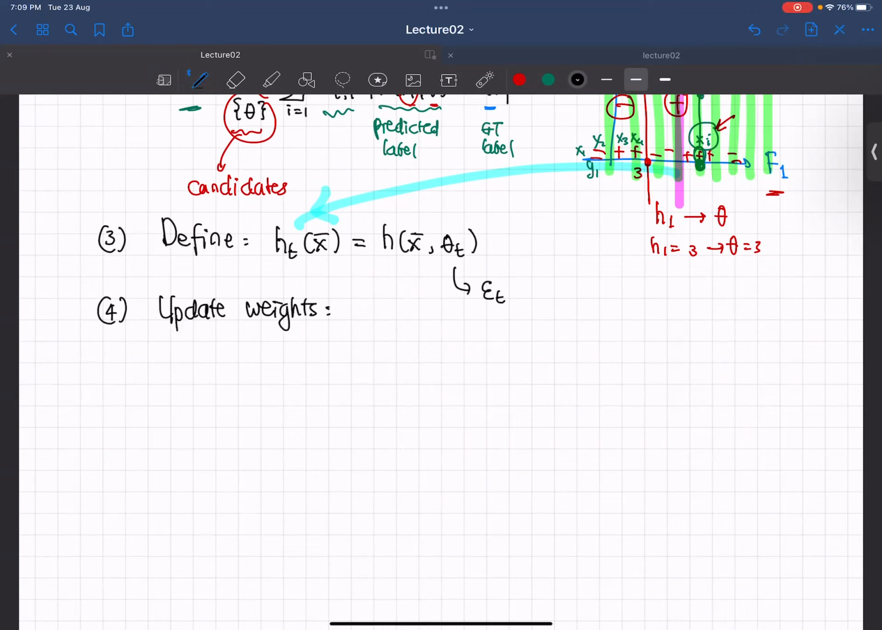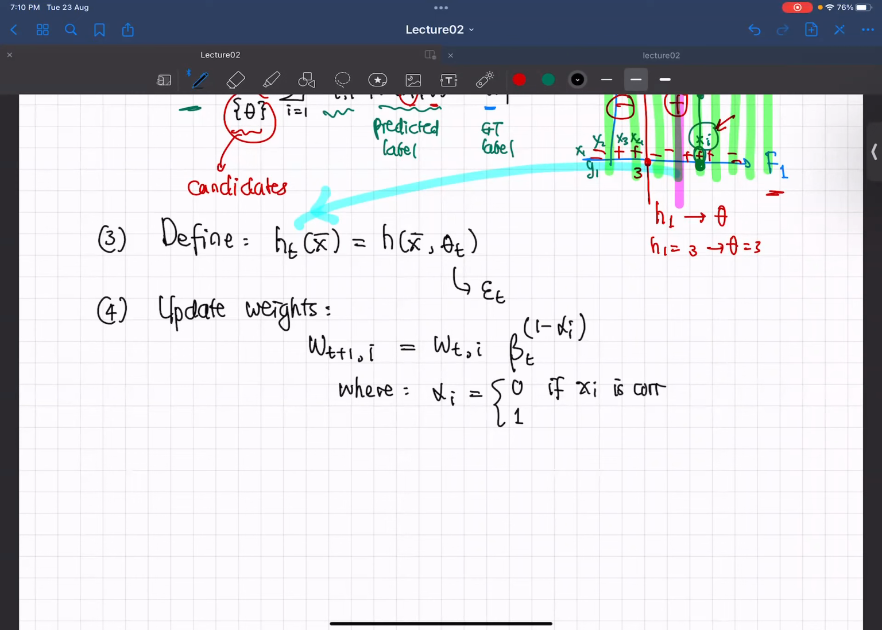We need to update the weights in such a way that w_{t+1}(i), the next weight for sample i, equals the current weight w_t(i) multiplied by beta_t to the power of 1 minus alpha_i, where alpha_i equals 0 or 1: 0 if x_i is correctly classified, and 1 otherwise. So these are the important equations in AdaBoost. Let's try to understand what's going on here.